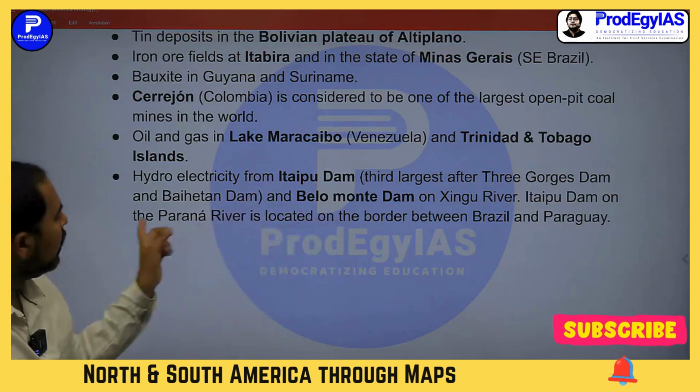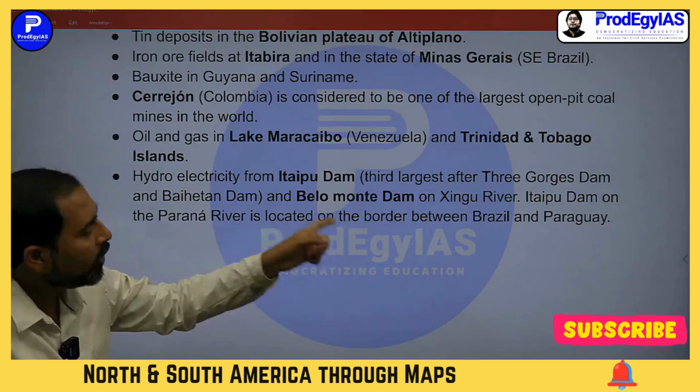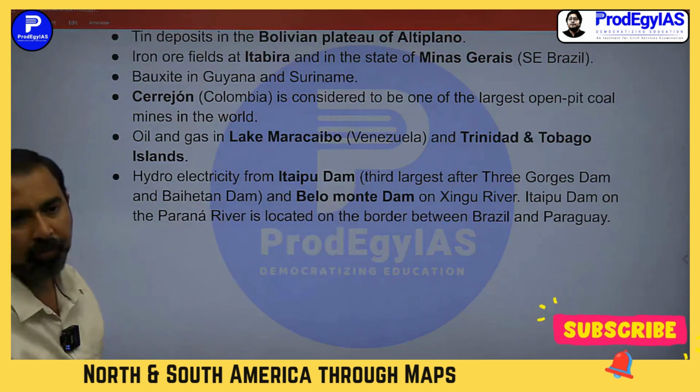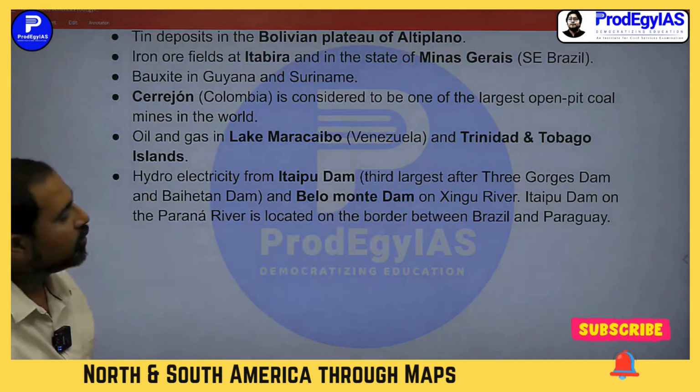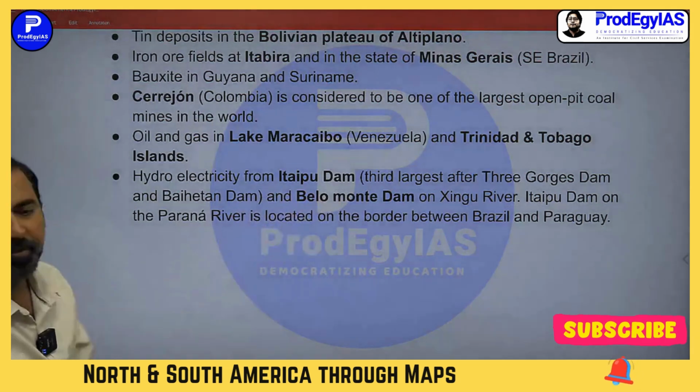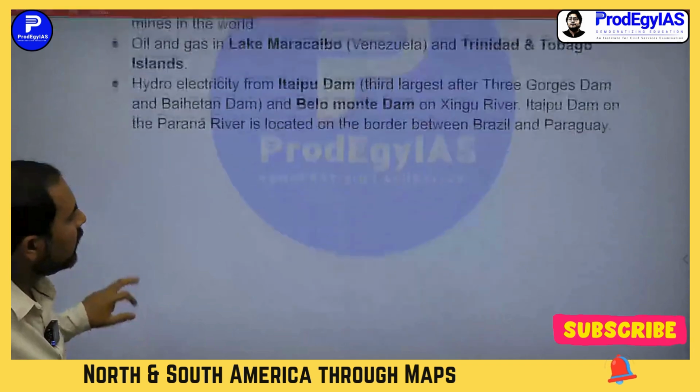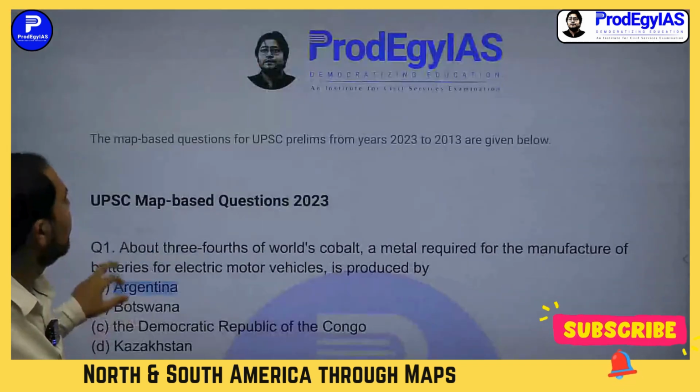Itaipu is built on which river? On the Parana River, located on the border between Brazil and Paraguay. Right? So Itaipu Dam is important, Belo Monte Dam is important. These two are the important water resources here.